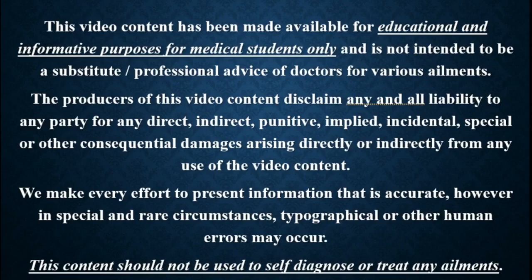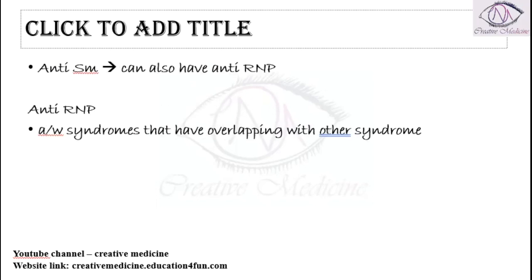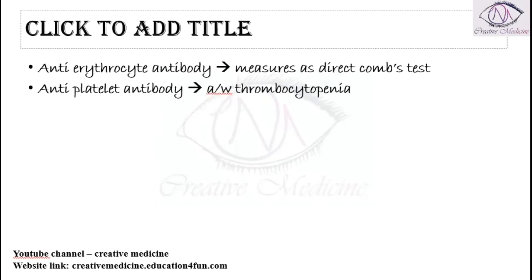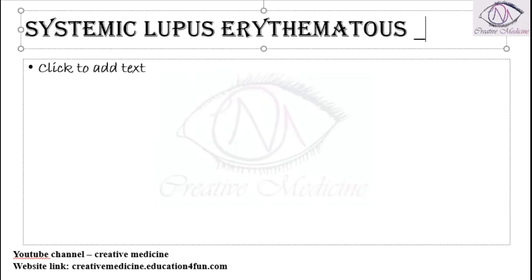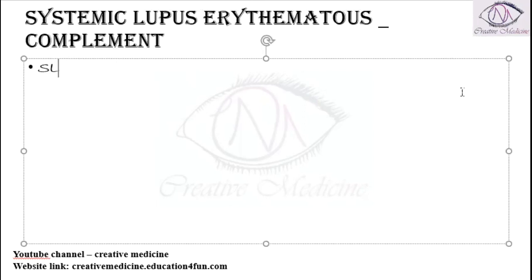In this lecture, we will learn about systemic lupus erythematosus and the complement levels. In systemic lupus erythematosus, the complement levels are actually reduced in SLE. So, C3 is reduced in SLE.